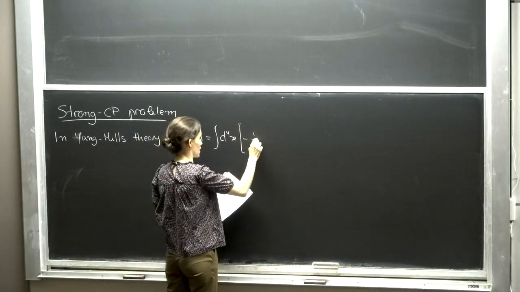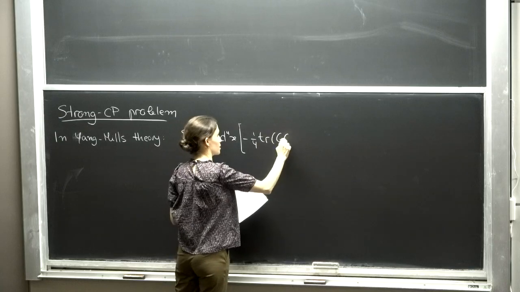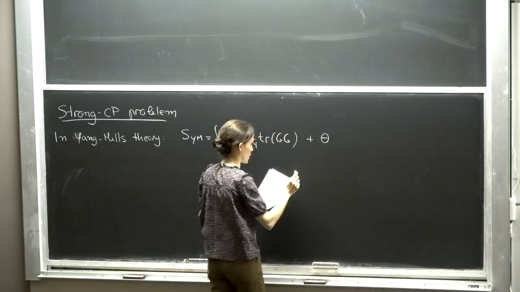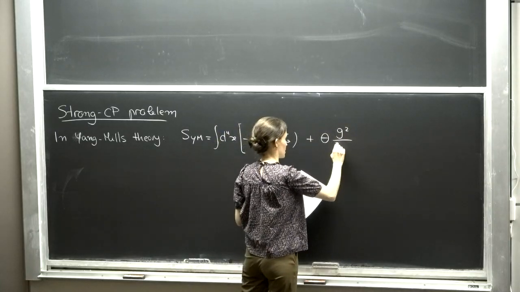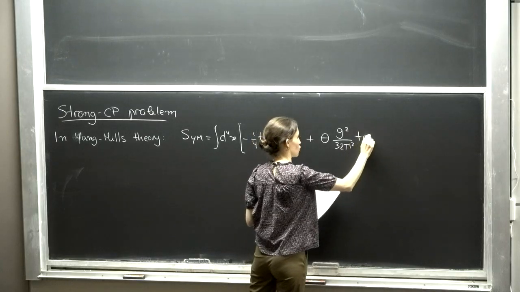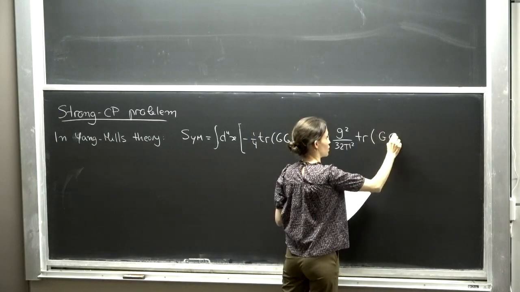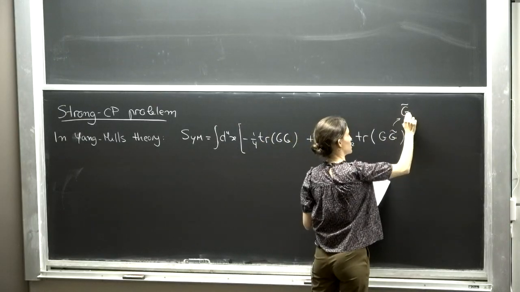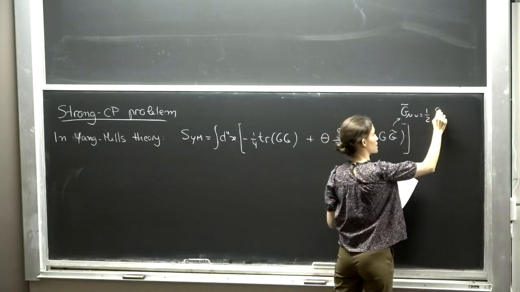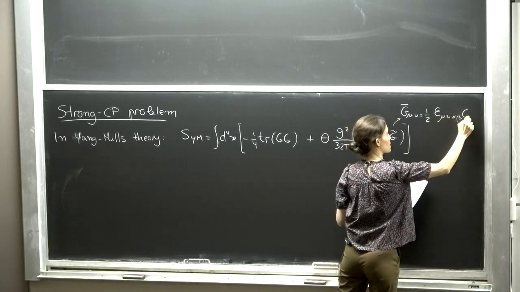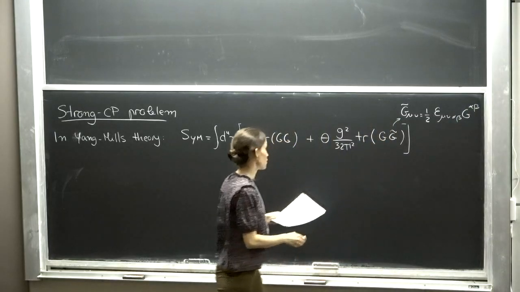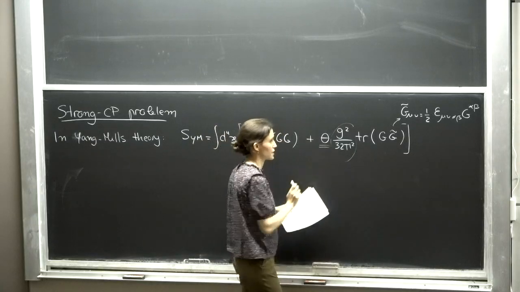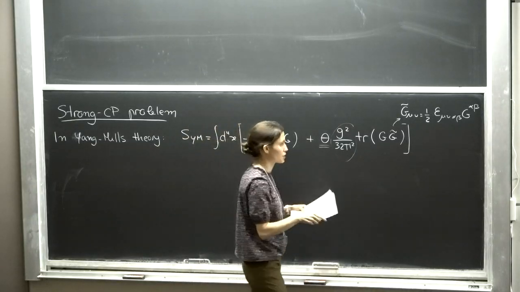So we will write the action as containing the kinetic term, and in 4 dimensions there's another marginal operator we can write, which is the coefficient of the trace of the G G dual operator, where in my conventions G dual is just defined by the dual field strength. Okay, and this parameterization here is just a convention, and theta is just a dimensionless parameter at this stage.